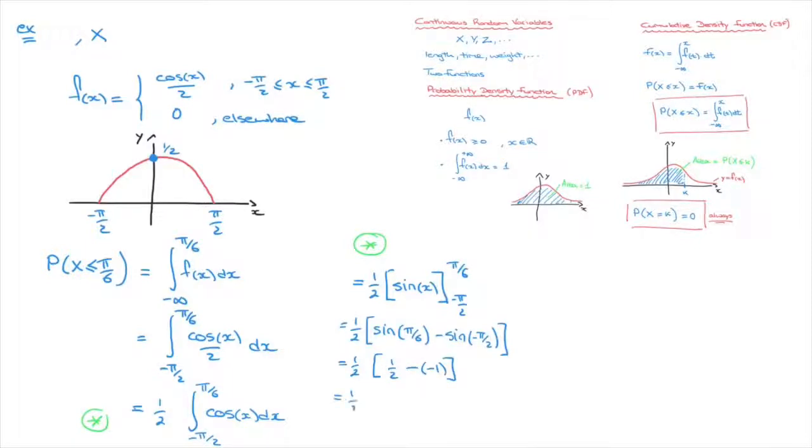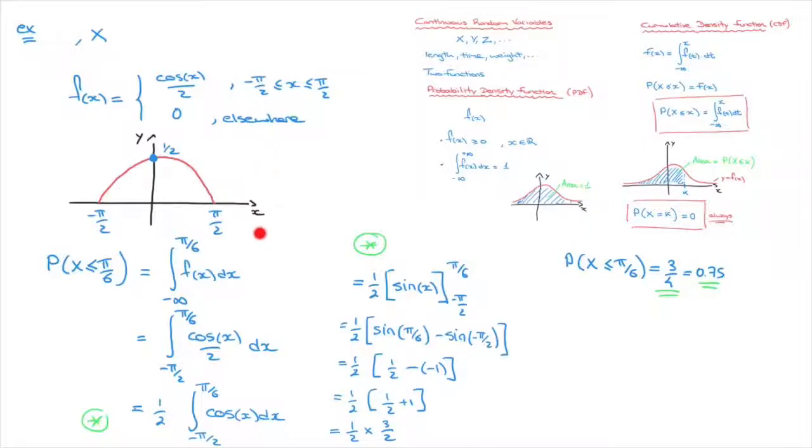That's equal to 1/2 times, in square brackets, 1/2 plus 1. That's equal to 1/2 times 3 over 2. And 1/2 times 3 over 2 is equal to 3/4. Finally, we can state that the probability that the continuous random variable be less than or equal to pi over 6 is equal to 3 over 4, which is 0.75. And that's the probability we were after.